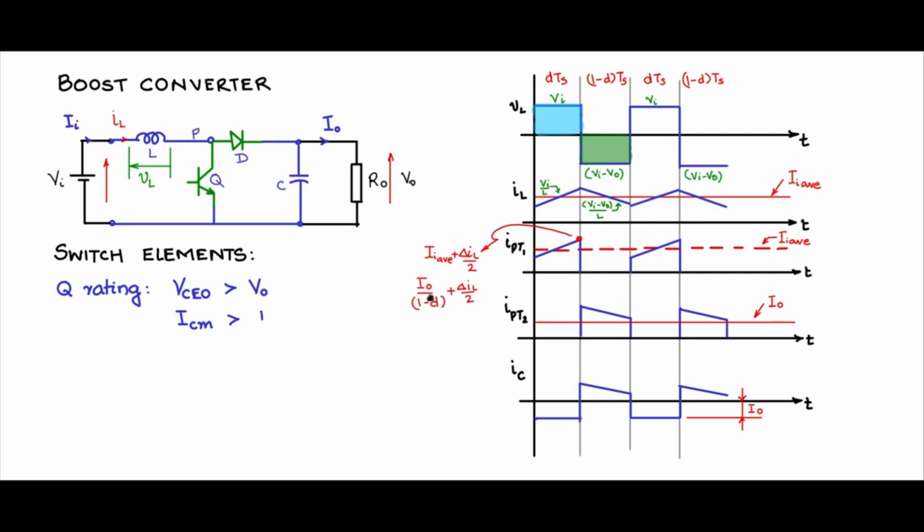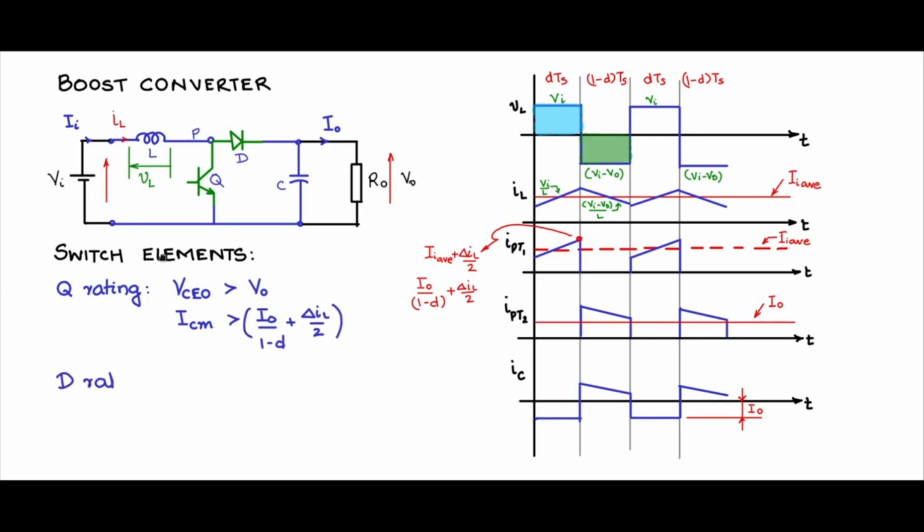So in terms of known items, D is known, I naught from specs, delta IL by 2 is known. You can say what should be the current max spec for Q: I naught by 1 minus D plus delta IL by 2.